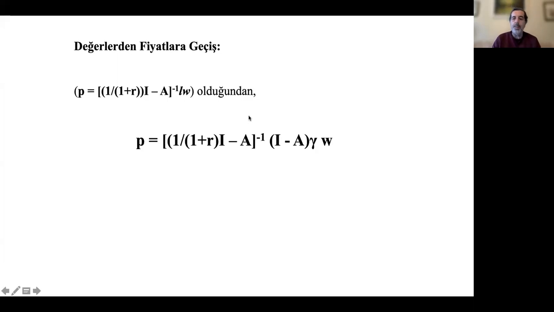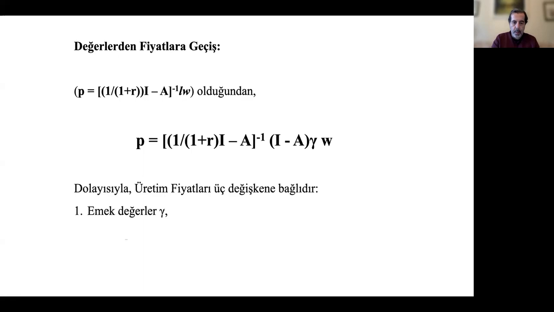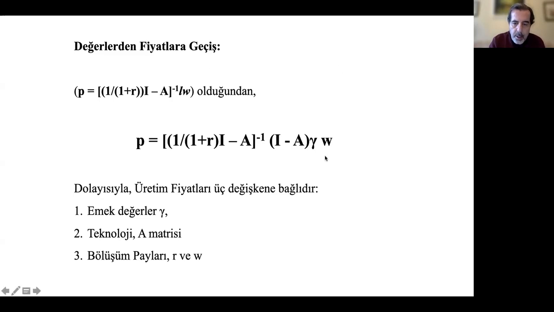Last time, this was the relationship between prices and values. Of course, we also said that the price of production depends on three sets of variables: labor values, the technology matrix A, and the distributive shares. Here, this is a general equation for the whole of the economy, so it doesn't show us the differences among different sectors. We simply assume that R is uniform in each sector of the economy, so that in this case we can have this general expression.